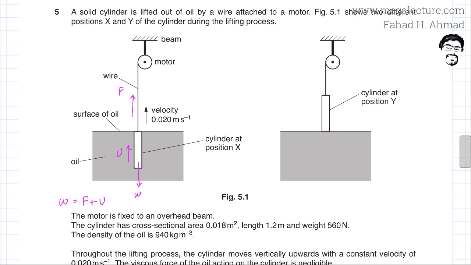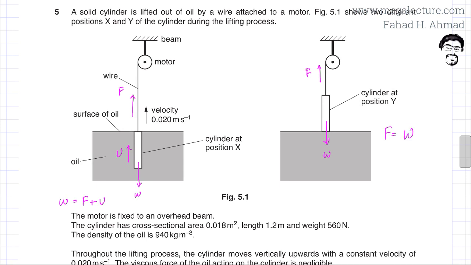Whereas if you look at the second diagram, you'll notice that the cylinder is no longer dipped in oil, which means that the upthrust that the oil was exerting, pushing this cylinder upwards, is not going to be there. So the upthrust would be missing over here. There's only going to be the weight of the cylinder pointing downwards, plus the tension in the wire pulling it upwards. So over here, the force of the pull upwards would be equal to the weight of the cylinder.